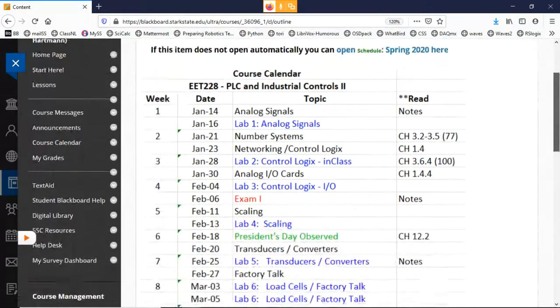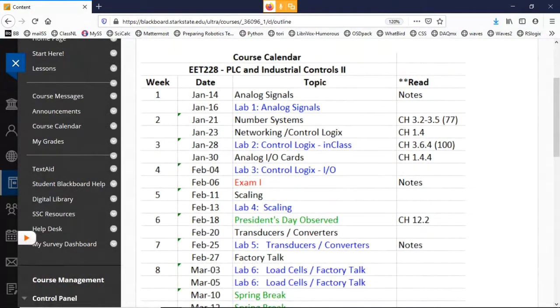Okay, so week one, we did analog signals. We talked about the different analog signals. We talked about voltage signals and how they attenuate. And we talked about the current signals, which are usually considered much better for use in industrial applications because they don't attenuate primarily.